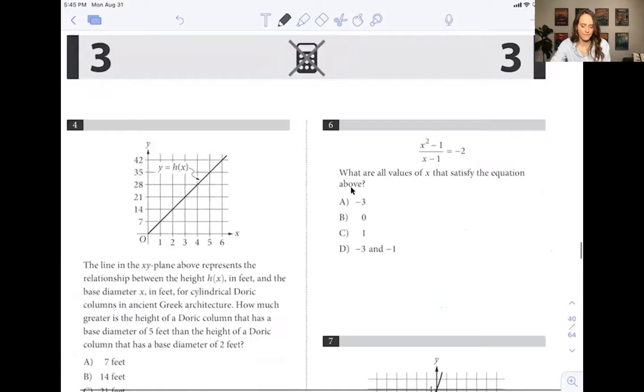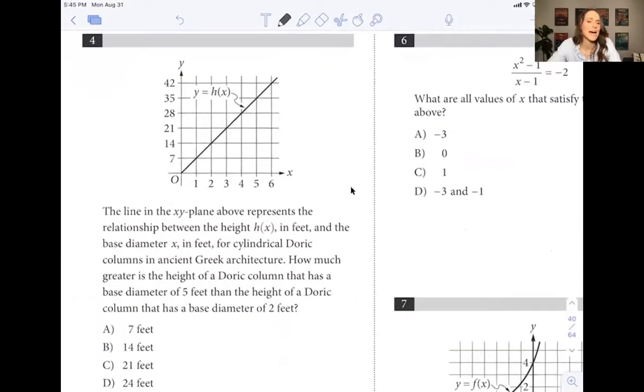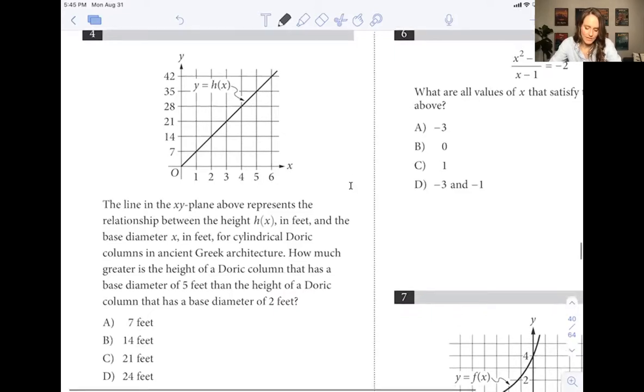Let's look at number 4. So here they give us a graph, but our graph is not labeled yet. That is basically an invitation or a call of action for you to label it. So they say here that the line in the XY plane above represents the relationship between the height, h of x in feet, and the base diameter x in feet for cylindrical Doric columns in ancient Greek architecture.